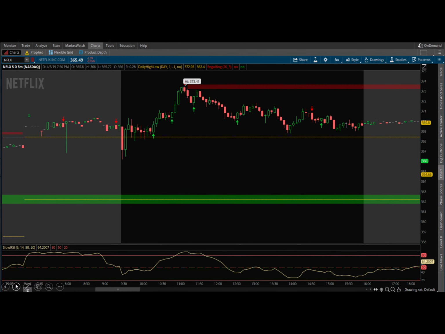So here's a chart of Netflix. We can see that once it reached a high of 373.41, it was in a supply zone. There's a red candle underneath this bubble here, showing that this also was a bearish engulfing candle. And ultimately, Netflix fell. During that time, Netflix was also overbought. So it was a good time to buy puts.